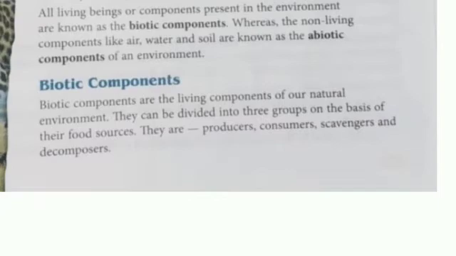On the basis of their food, these living organisms are divided into three parts. First, producer, second, consumer, and third is scavenger and decomposer. Let's see what they are.